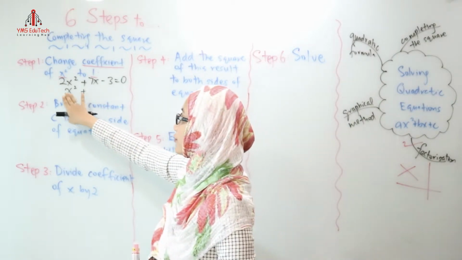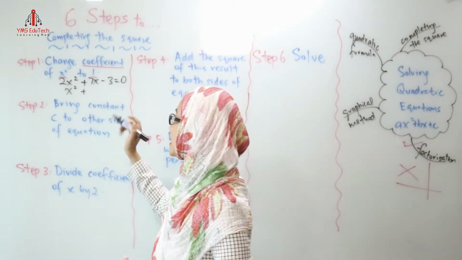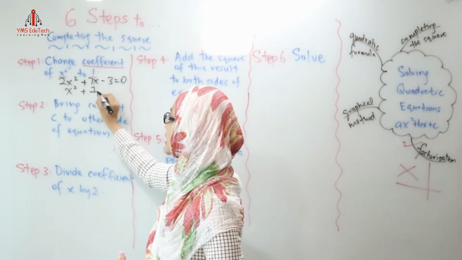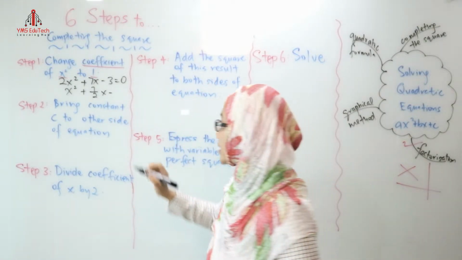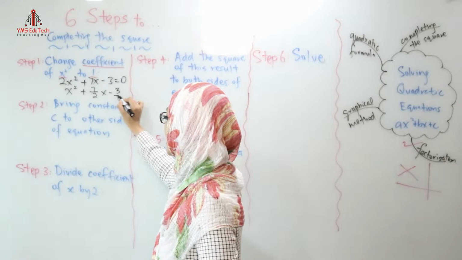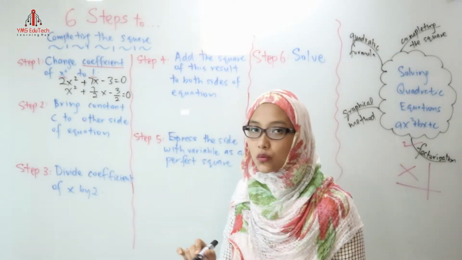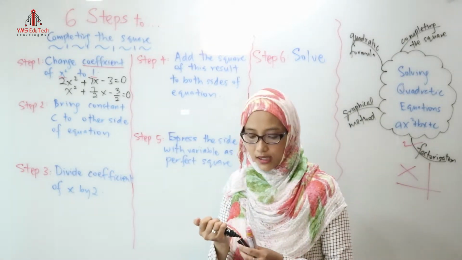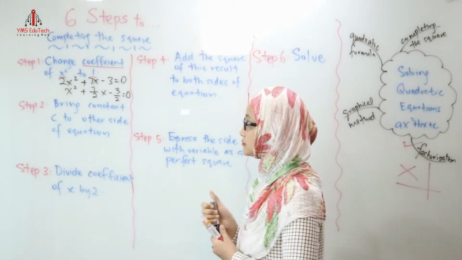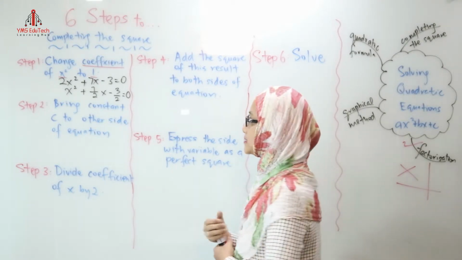So 2x squared divided by 2 gives me x squared. 7x divided by 2 gives me 7 over 2 x. Minus 3 divided by 2 gives me 3 over 2, equals 0. 0 divided by 2 will still give me 0. So that is step 1: change the coefficient of x squared to 1.